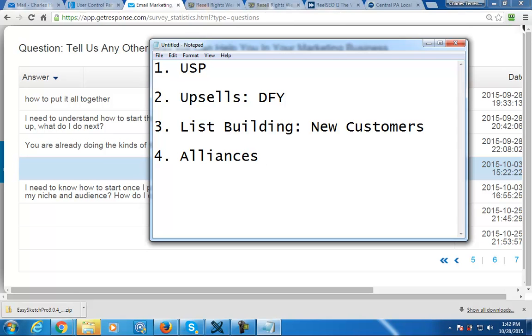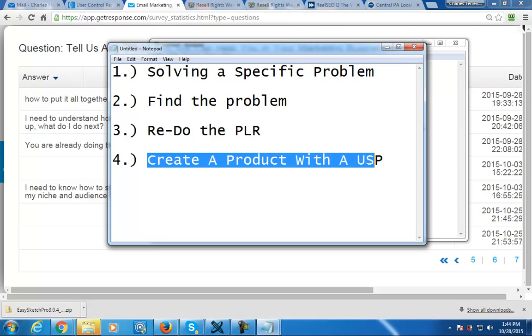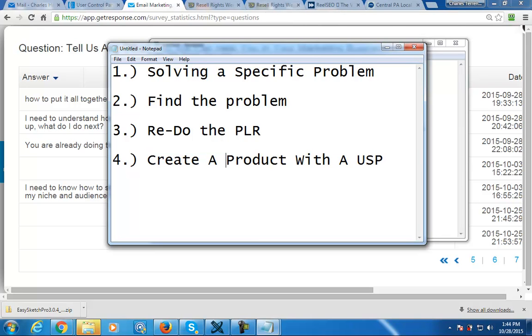So let's recap. We're talking about solving a specific problem with your PLR. You've got to find the problem. We spent most of the time talking about doing the research to find the problem, and then that's when you're going to redo the PLR. So again, before you start rewriting and redoing it, make sure that it's going to be directed towards your niche to solve a specific problem. And then create the product with a USP. In other words, it should be unique to your marketplace, it should be unique to your niche, and it should be something unique that other people are not talking about or haven't addressed.